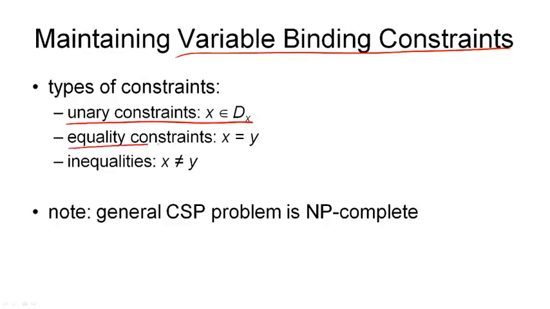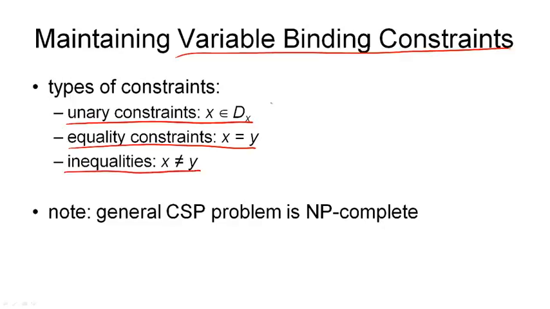Then we have equality constraints that assert that two variables must have the same value. So we don't know what value they will take, but we know that eventually in our final plan they must have the same value. And finally, we have inequalities where we say that two variables must have different values.